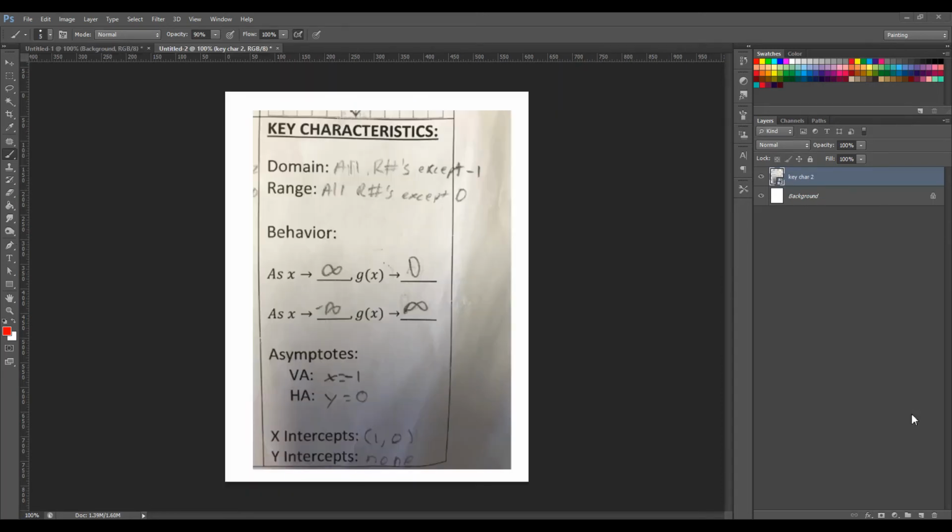Okay, so for the translations of the c and d values, the domain is all real numbers except -1. The range is all real numbers except 0. For the behavior, as x approaches infinity, g of x approaches 0. As x approaches negative infinity, g of x approaches infinity. For the asymptotes, the vertical asymptote is x is equal to -1. The horizontal asymptote is y is equal to 0. For the x and y intercepts, the x-intercept is (1, 0), and the y-intercept is none.